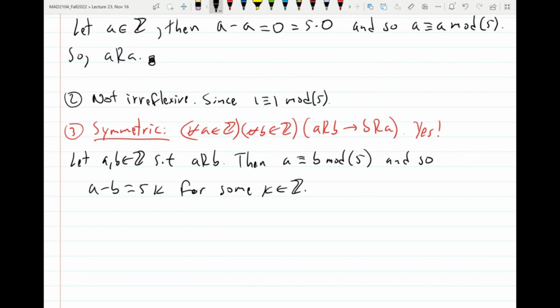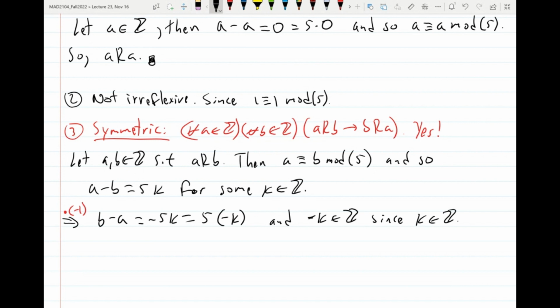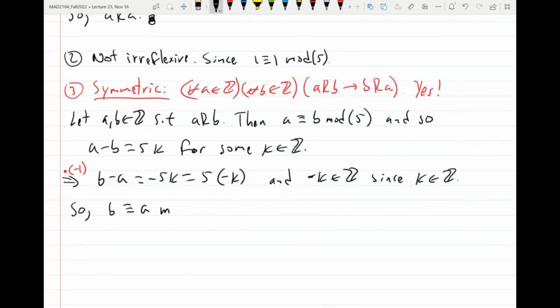Just multiply this equation by -1, right? We have this equation, multiply by -1. So then just multiply by -1 on the left. Remember, multiplication by -1, what it does is it flips a difference, it changes the sign. So then this is going to be equal to -5 times k, which is 5 times -k. But if k is an integer, then what do you know about -k? So then, we have this, and -k is an integer, since k was an integer. Okay? And this precisely means that B is congruent to A. So B is congruent to A mod 5. And so B is related to A. You okay with this? All right, so it is symmetric.